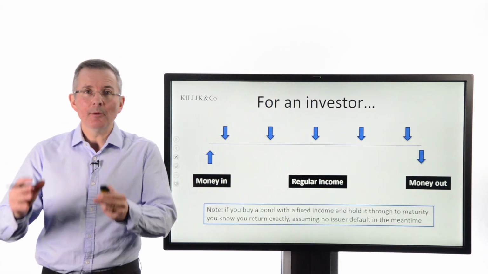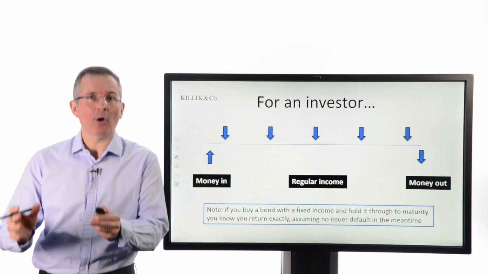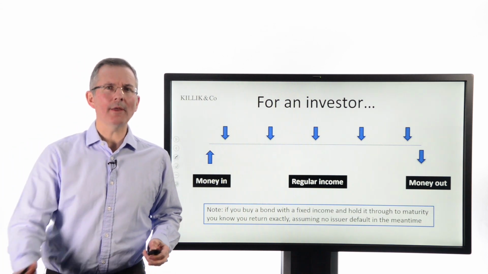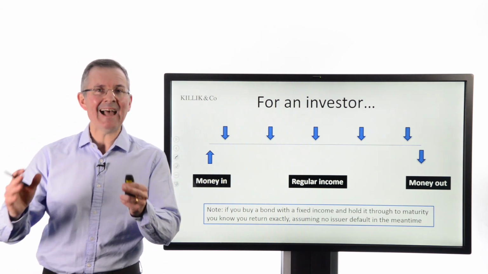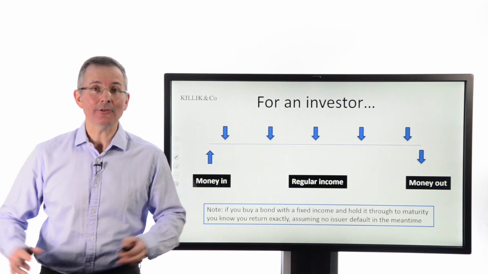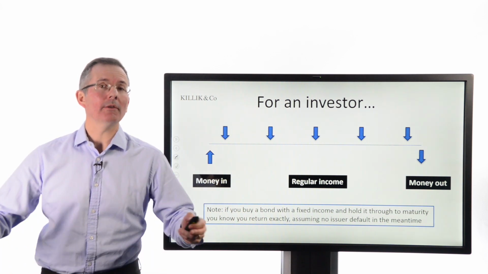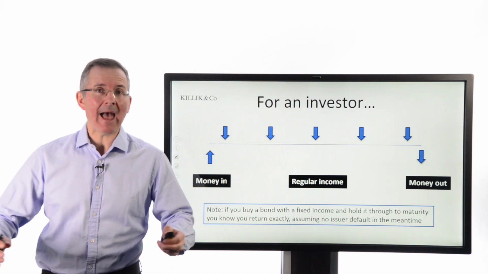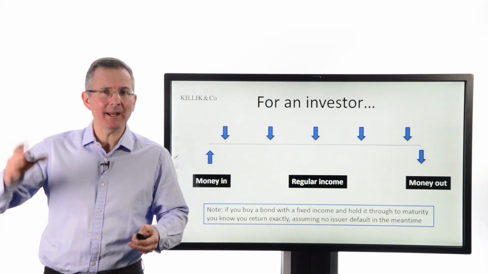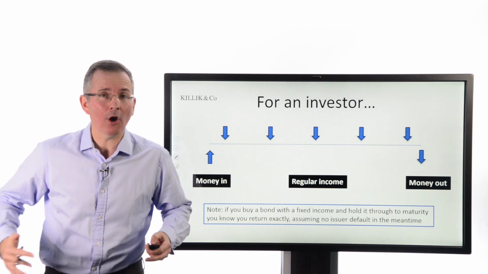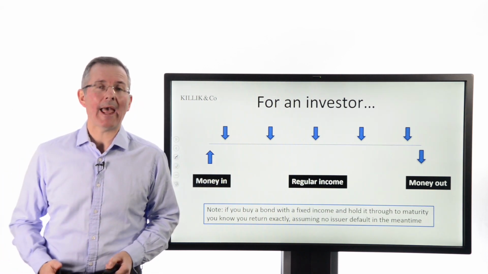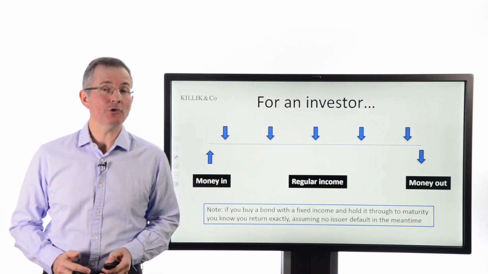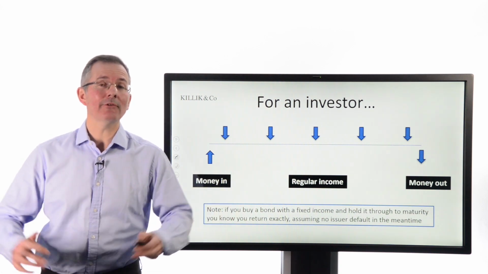Many reasons for that, but one of them is if you buy a bond and hold it all the way through to maturity, you know exactly what your return will be to the penny or pound, unlike with shares, provided the issuer doesn't go bust, of course. And that means that if you've got a portfolio made up of individual bonds that you're prepared to hold all the way through to maturity, there's no doubt about what your expected return should be. So there it is, bonds.